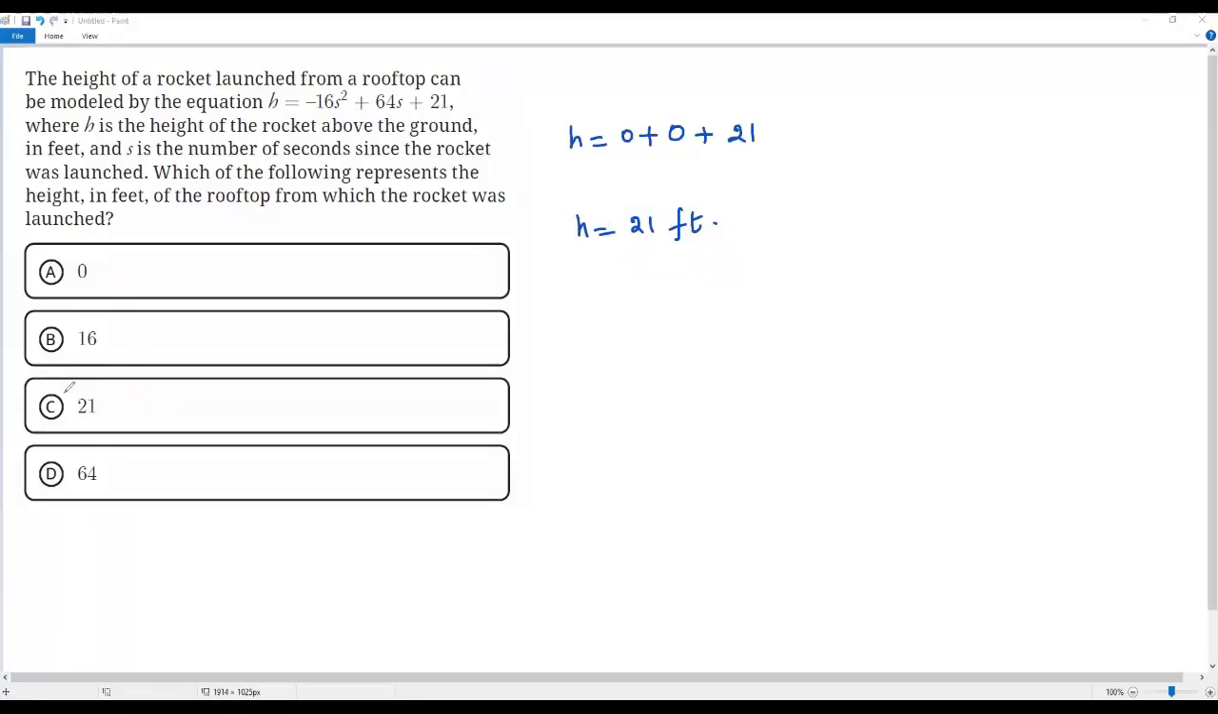So we find 21 in option C. The correct answer choice for this question is option C.